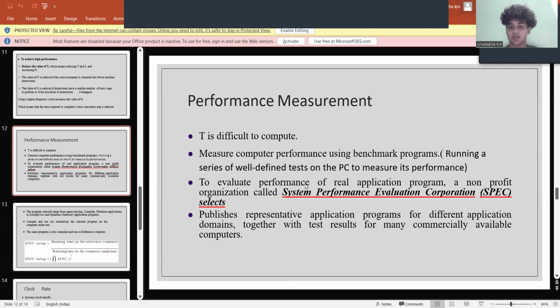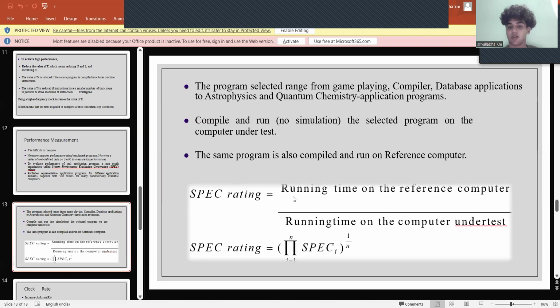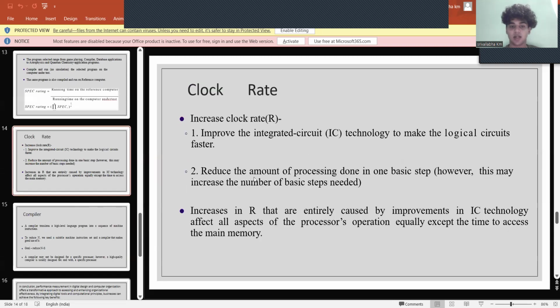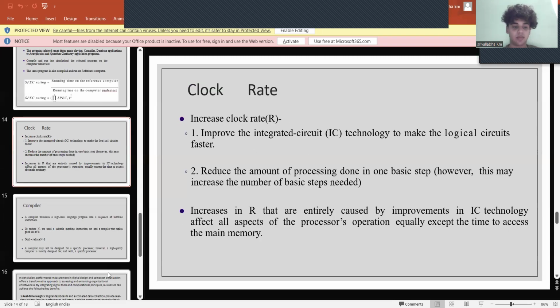Then performance measurements: SPEC is an organization which uses benchmark programs; they test the application and give the test results for commercially available computers. SPEC rating is a formula: the running time on the reference computer, the computer they have, divided by the running time on the computer under test, the computer which needs to be tested. SPEC rating. Then clock rate, it's the same.